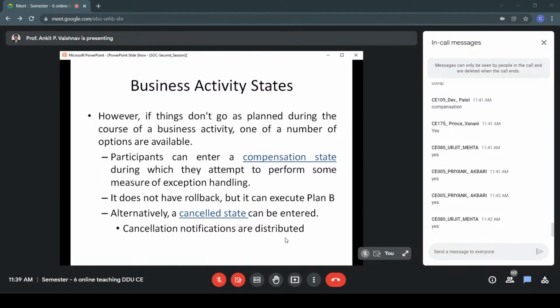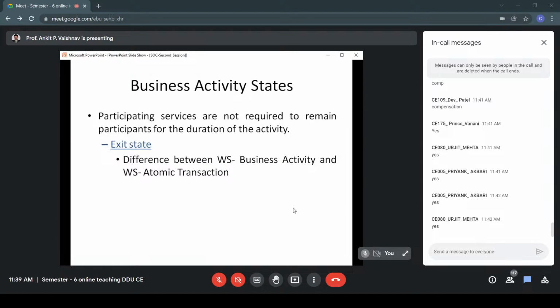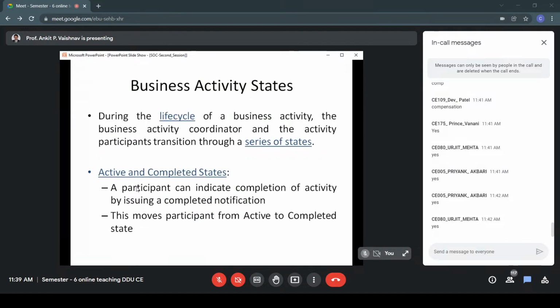Now, there is one more state in the end, that is called exit state. So after you have completed your job, you will enter completed state. Now, will you be remaining a participant for an infinite period till the entire task is complete, or will you be leaving ideally after your job is completed? You will be leaving. Yes, all of you agreed with that?